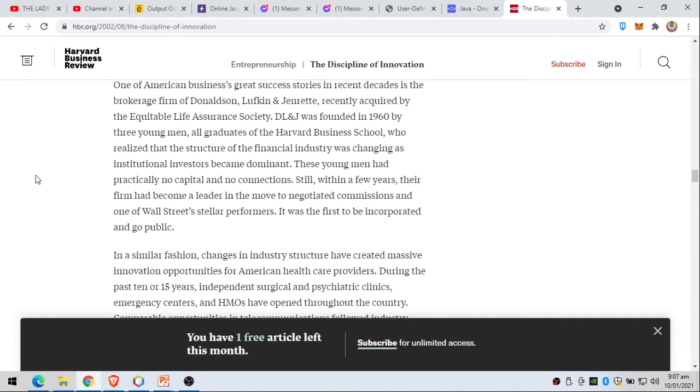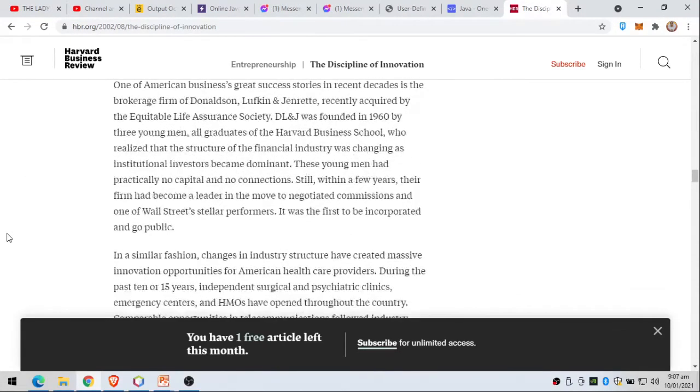DLJ was founded in 1960 by three young men, all graduates of the Harvard Business School, who realized that the structure of the financial industry was changing as institutional investors became dominant. These young men had practically no capital and no connections. Still, within a few years, their firm had become a leader in the move to negotiated commissions and one of Wall Street's stellar performers. It was the first to be incorporated and go public.